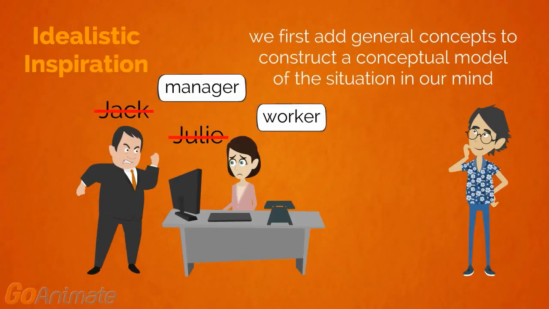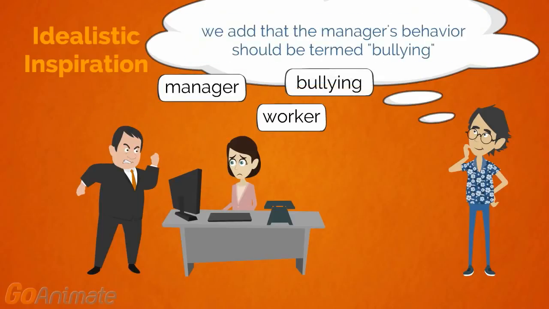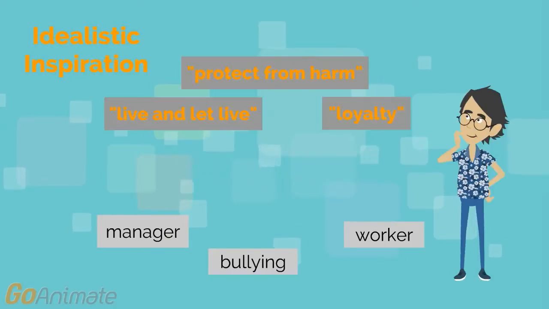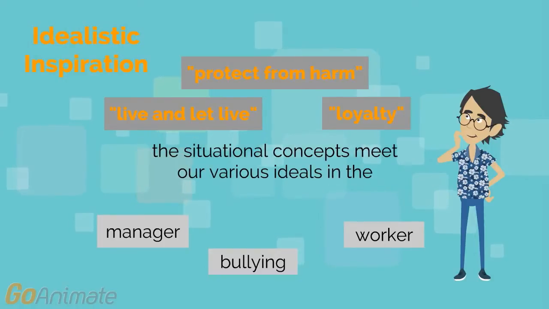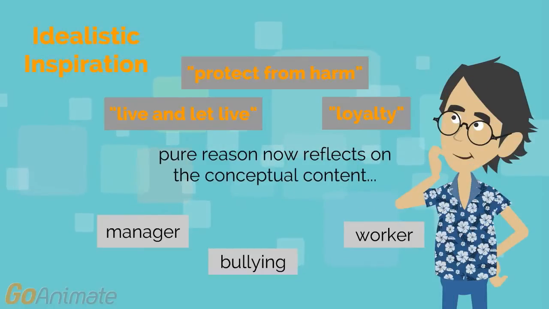We first add general concepts to construct a conceptual model of the situation in our mind. By universalizing the situation with general concepts like manager and worker, we avoid triggering personal emotional bias. We add that the manager's behavior should be termed bullying. Conceptually, we have a manager who is bullying a worker. The situational concepts meet our various ideals in the conceptual realm. Pure reason now reflects on the conceptual content.